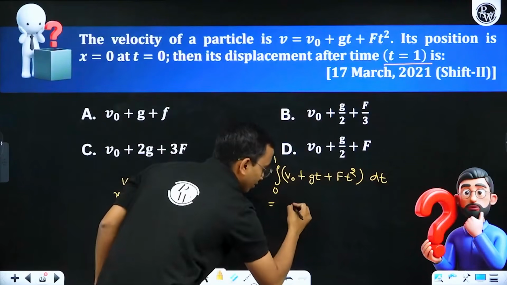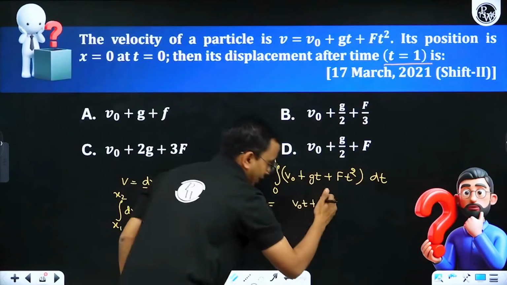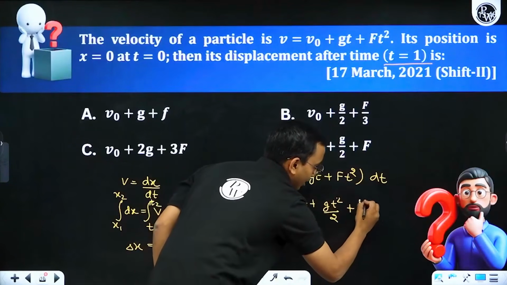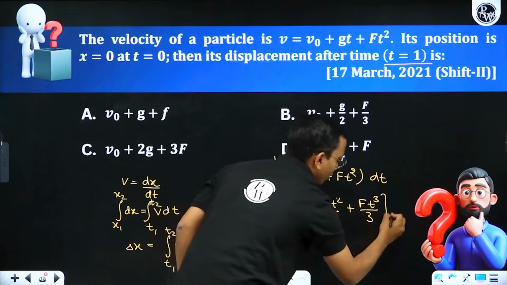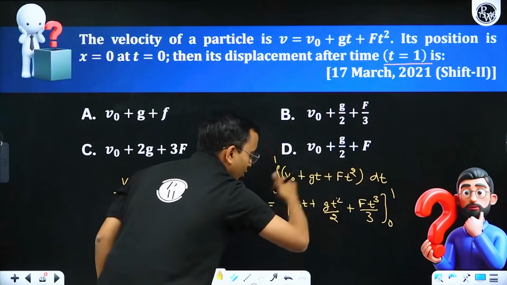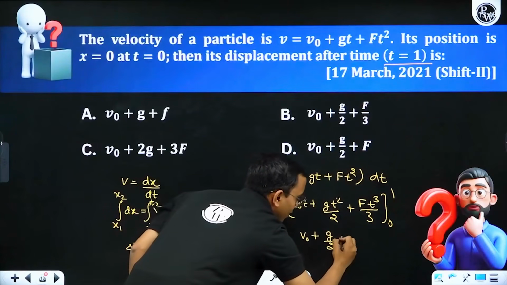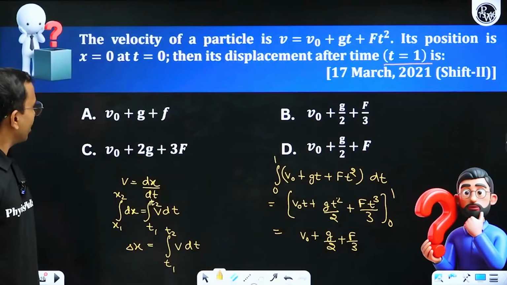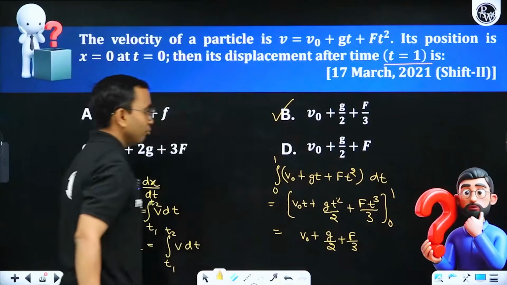If I integrate v naught, this is a constant, the integration will become v naught t plus gt square by 2, g is constant. Similarly here, ft cube by 3. Putting limits from 0 to 1, put t as 1 first, minus put t as 0, so what you will get? You will get v naught plus g by 2 plus f by 3. This becomes my delta x, v naught plus g by 2 plus f by 3. B option.